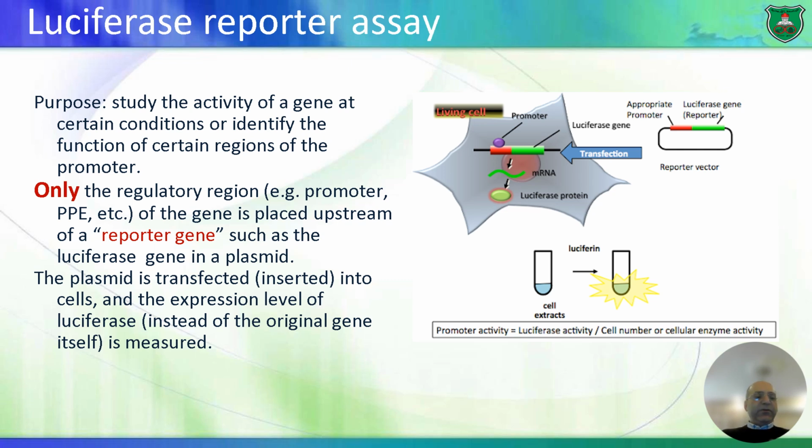So we place these cells in different conditions: in the presence of hormone versus absence, neurotransmitter, yes, no, stress, yes, no, and so on. And we measure the amount of light. And that gives us a signal, an idea of how this promoter is regulated at different conditions.